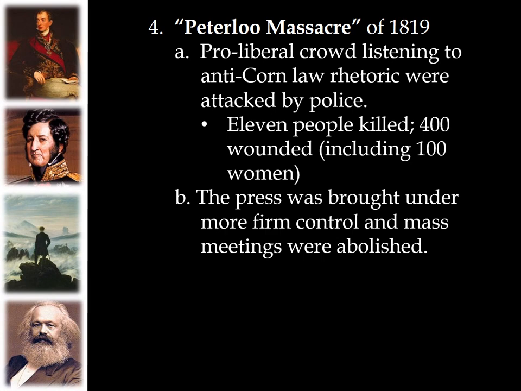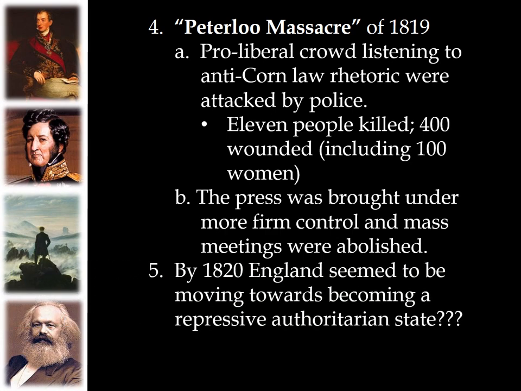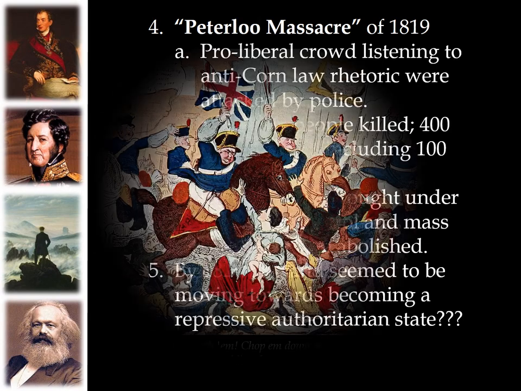So by 1820, England seemed to be moving towards becoming a repressive authoritarian state. What? That's crazy talk. This is an evolutionary liberal country. This is one of the earliest of the constitutional monarchies. How can that be? Well, it won't really be, because soon, as a matter of fact, the Tories will lose their majority in Parliament and the Whigs will make a comeback, which we'll discuss.